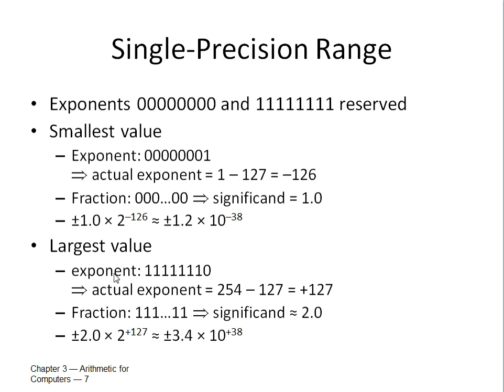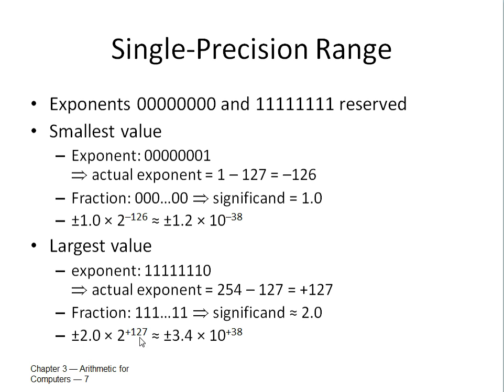Now, for the largest value, remember, we can't do the all ones, so it's all ones followed by a 0. So that's 254 minus 127. That gives us plus 127. That's our exponent. To make the fraction as big as possible, we put all ones in the fractional part. So that means it's 1.1111111. You're just shy of 2 by a tick. So for approximations, we just put in 2 to make it simple.